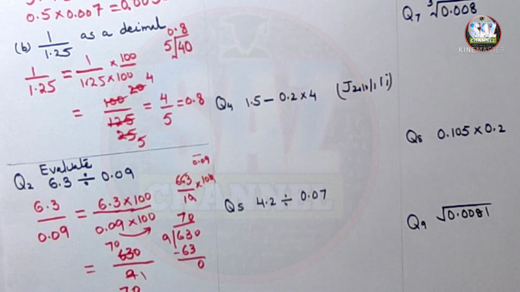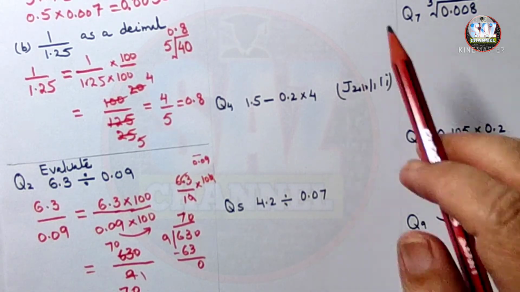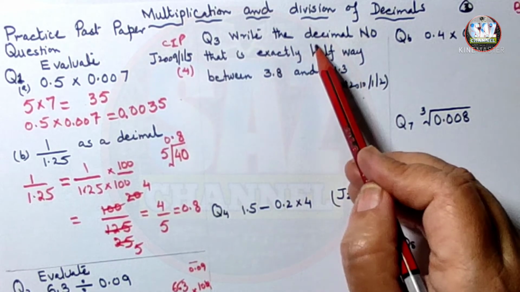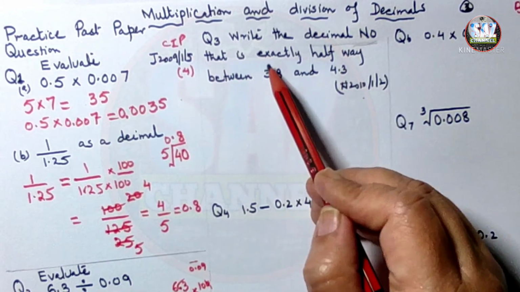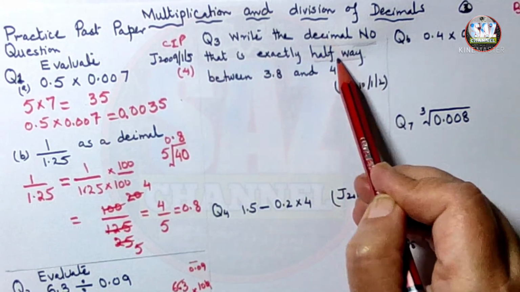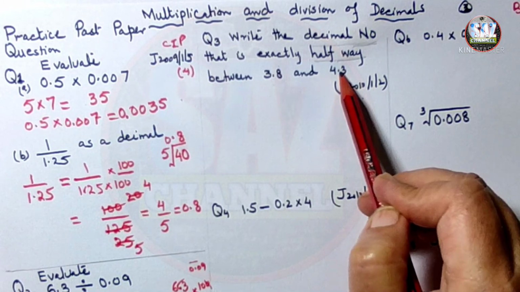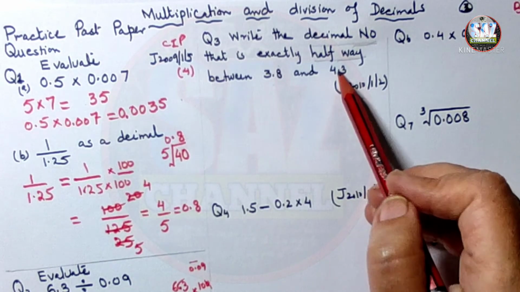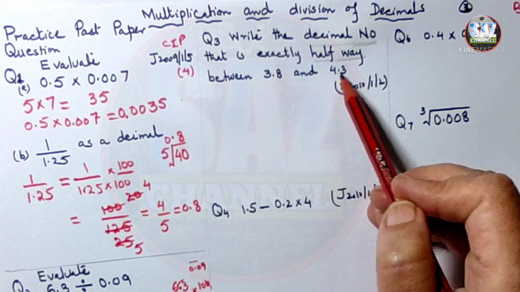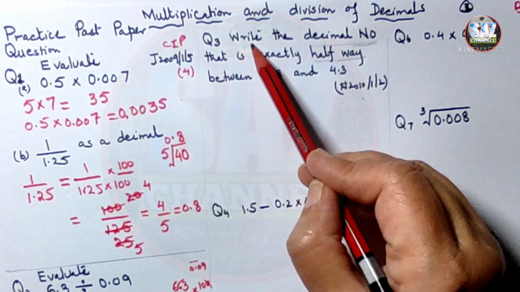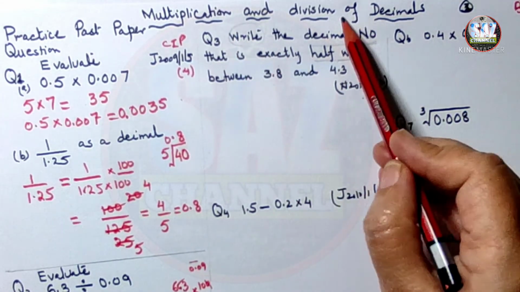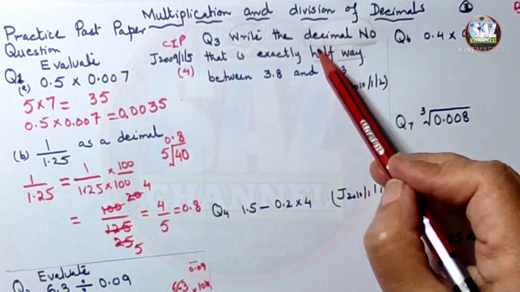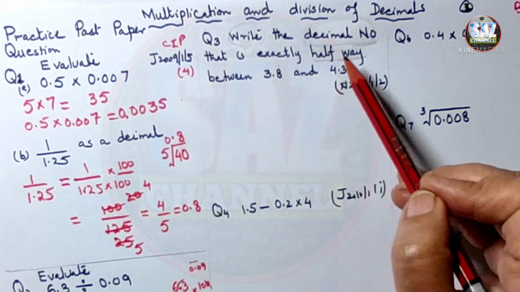Really easy questions. Moving to the next question, and the question is: write down the decimal number that is exactly halfway between 3.8 and 4.3. I advise my students to read, understand and underline important terms of the question. Here the requirement is that our answer has to be in the form of a decimal, and that it is exactly halfway between.